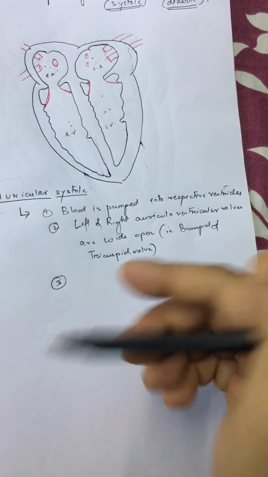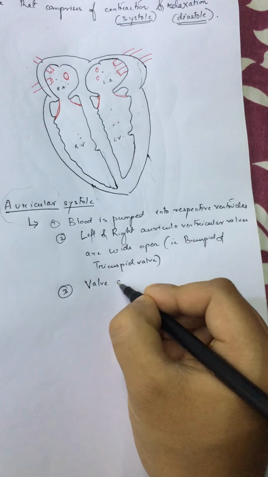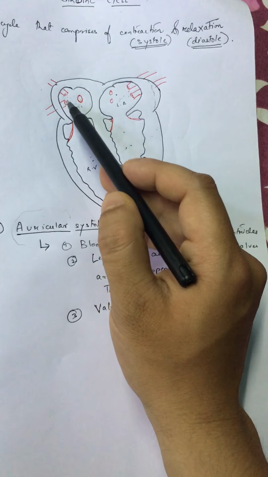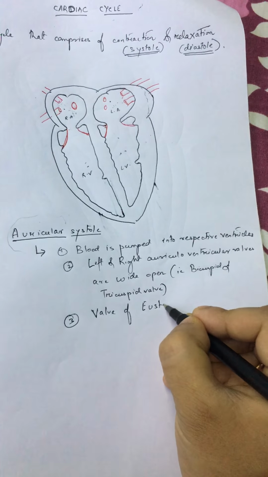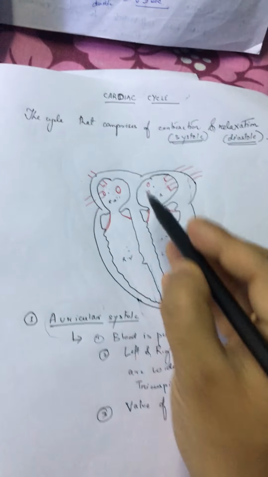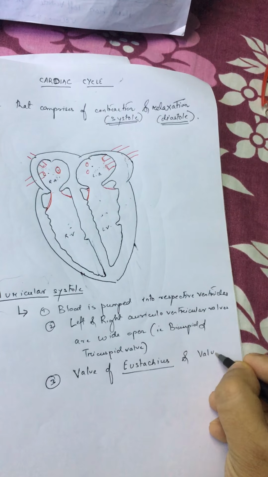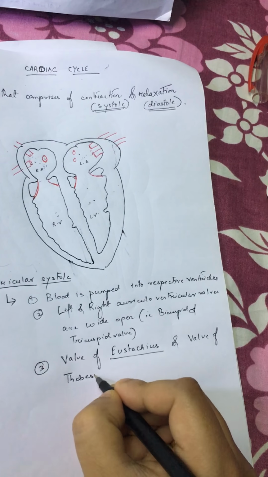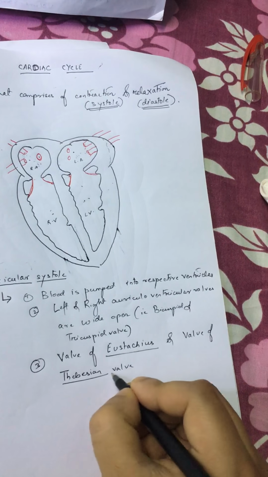So the next change that will be observed is in the valves. The valve that is present in the inferior vena cava is called what? I told it in the class. It is the valve of Eustachius, or Eustachian valve. And the valve that is present in the coronary sinus is called the valve of Thebesius, or Thebesian valve.